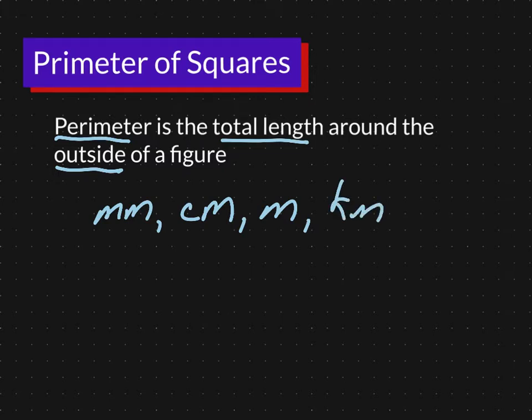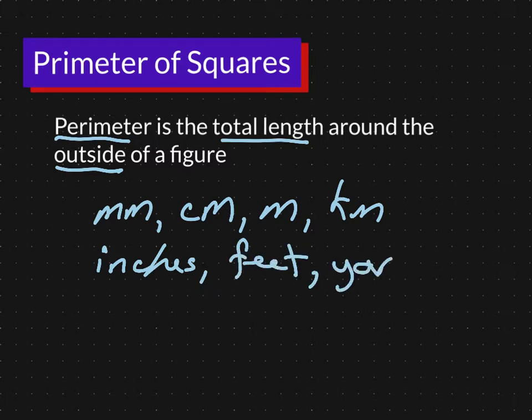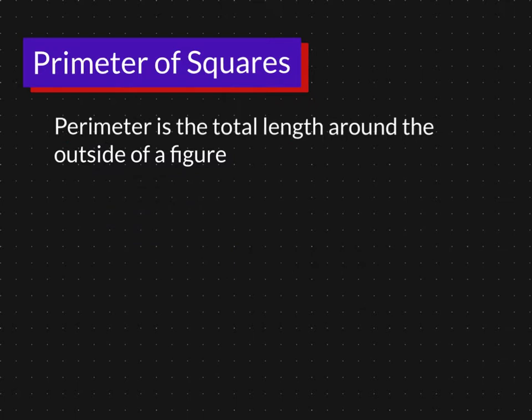And in the imperial system, some common measurements would be inches, feet, yards, or miles. To find the perimeter, what you do is add the length of all the sides. And depending on the shape, there are different ways you might do that.